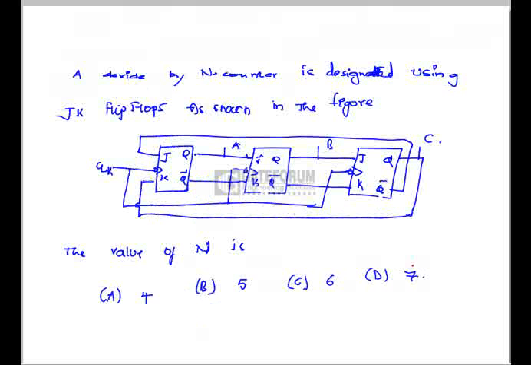Question: a divide by n counter is designed using JK flip-flops as shown in the figure. The value of n is? If we see the configuration, this is the twisted ring counter or the Johnson counter. If the counter has n flip-flops, it is going to have 2n states. According to this, it has 3 flip-flops, so 2 into 3, that is 6 states, so option C is correct.